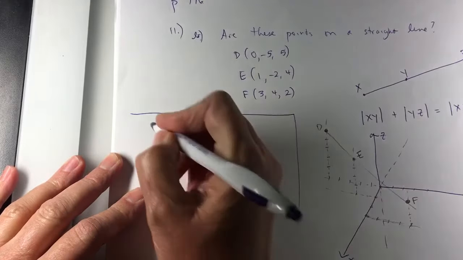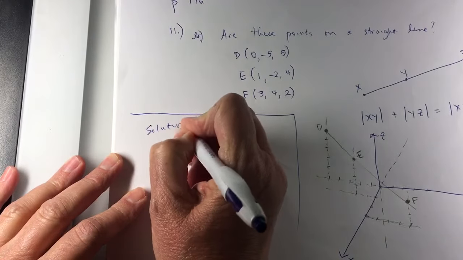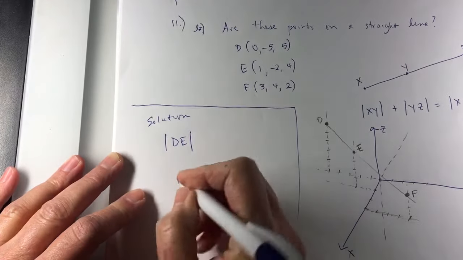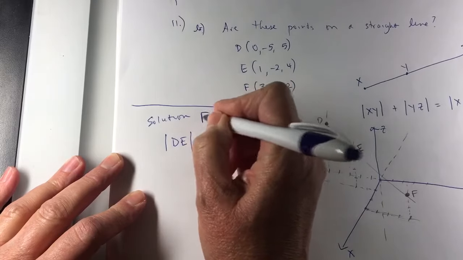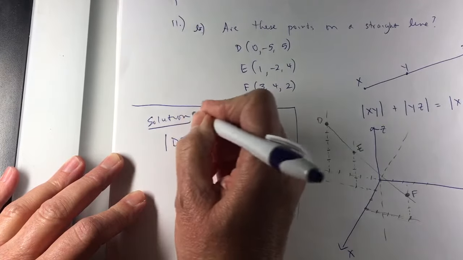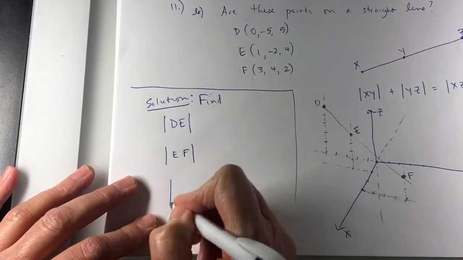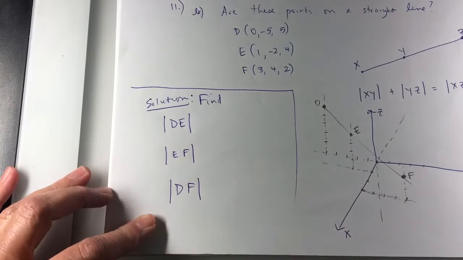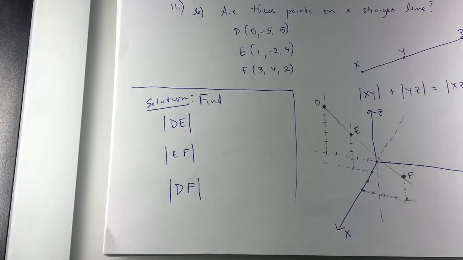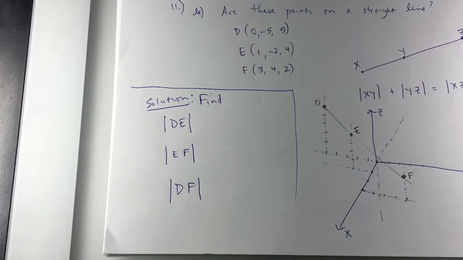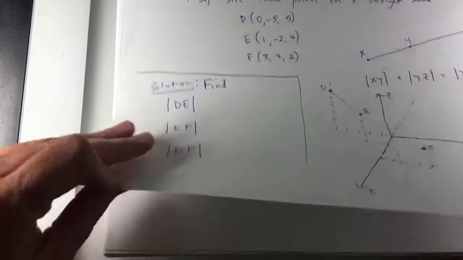So for the solution, I'm going to find the distance from D to E, I'll find the distance from E to F, and I'll find the distance from D to F. And then I'll see if they satisfy this equation; if so, they are on the same line. So I have to go with the distance formula.